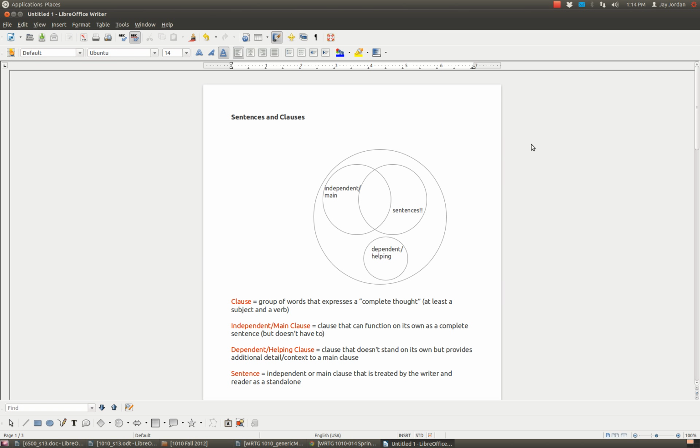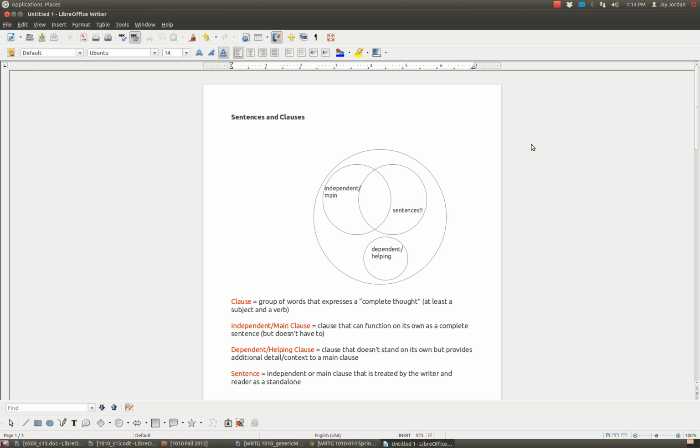So this diagram of circles is intended to suggest that, actually I didn't even label the big circle. The really big circle that's on the outside is supposed to be the entire possible universe of clauses. What's a clause? You see it right there, the red word clause about halfway down. It's a group of words that expresses a complete thought. In other words, grammatically speaking, that means it has at least a subject and a verb.